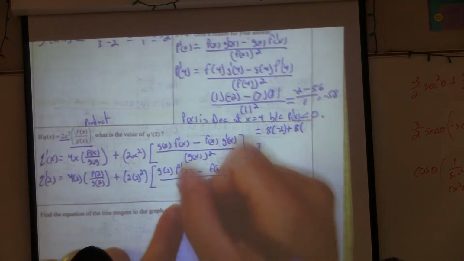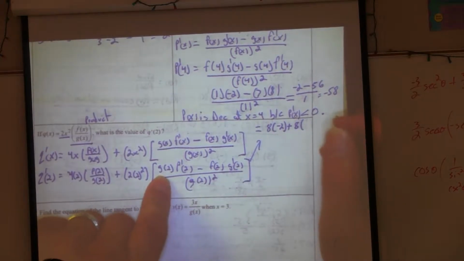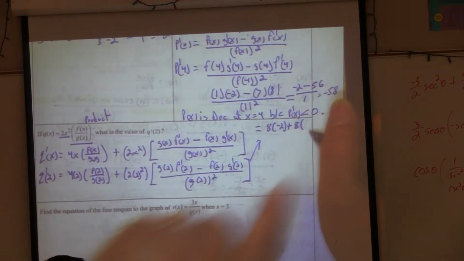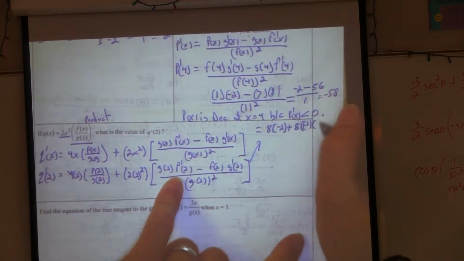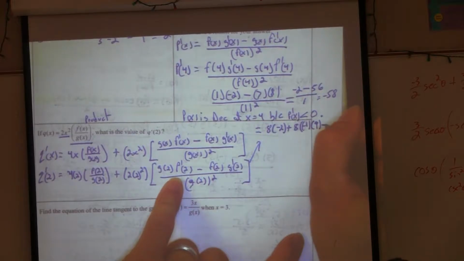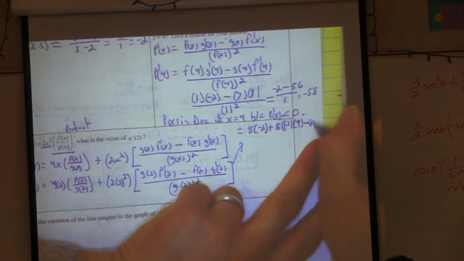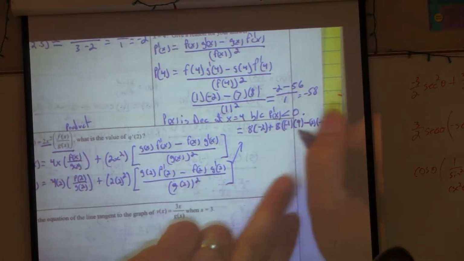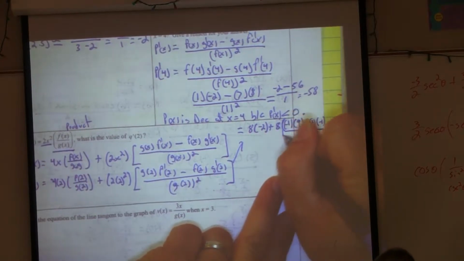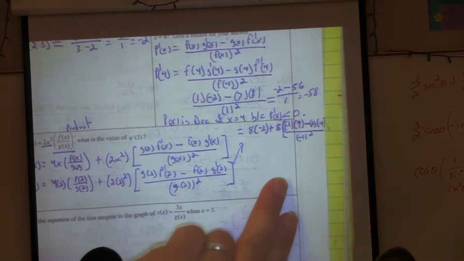We've got to figure out what this big number is in here. Ready? All right, so let's see. G of 2? Negative 1. Negative 1 times f prime at 2, which is 9, minus f of 2, which is 2, times g prime at 2, which is negative 1, all over g of 2, which was negative 1 squared.